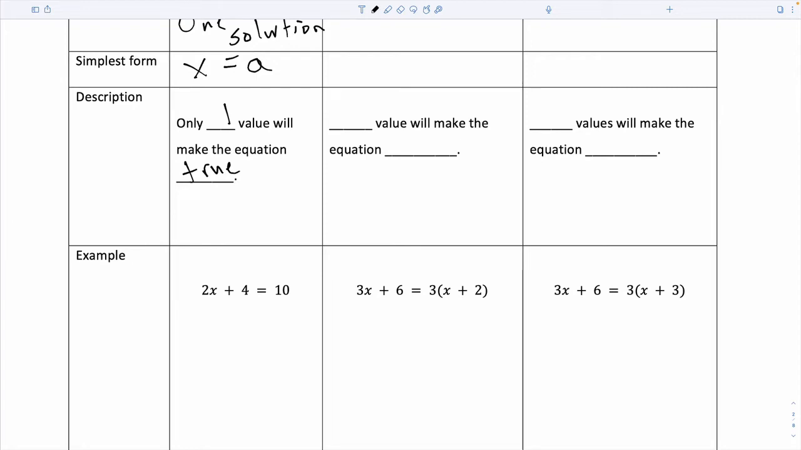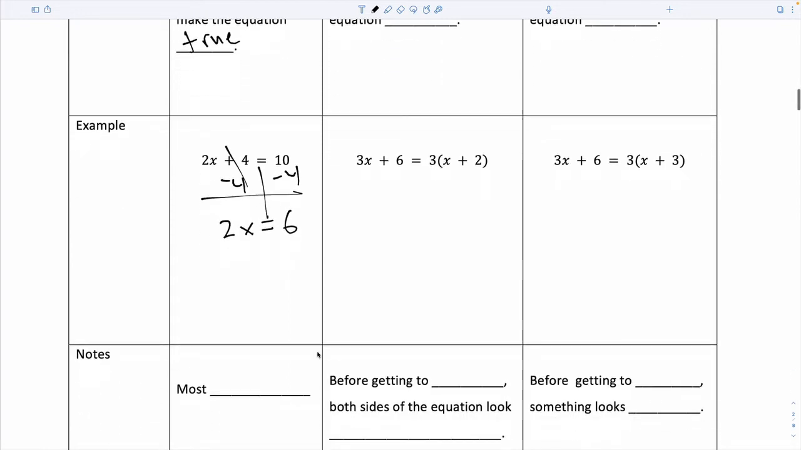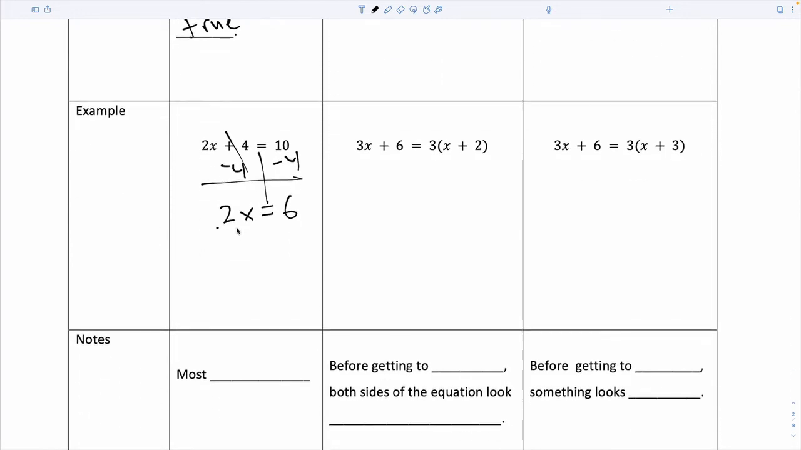An example of that. Let's solve this one really quickly. Subtract 4 on both sides. 2x equals 6. Divide by 2. And x equals 3. So if it has one solution, x equals something. X is equaling a number, that is one solution.